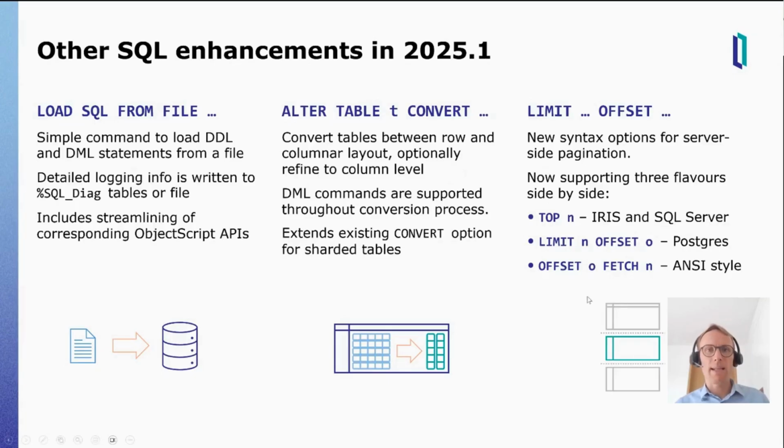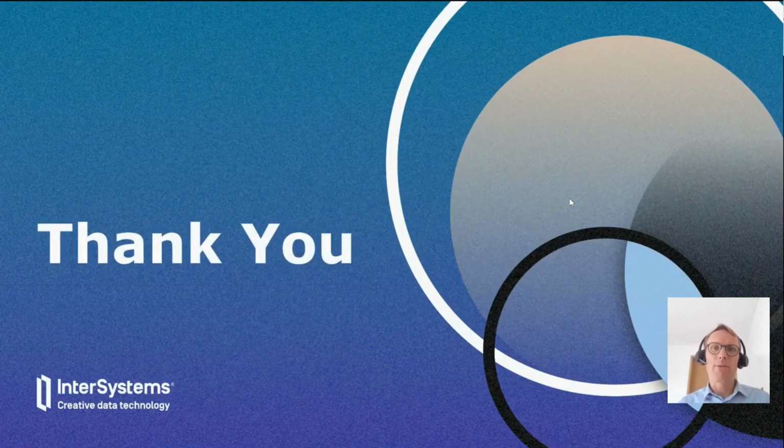Some of the other enhancements that we talked through, the load SQL from file command, the ability to convert tables between row and columnar layout, and the 3 different flavors to scroll through result sets. So those were examples of the new capabilities in the data management area that you can enjoy in InterSystems IRIS 25.1.